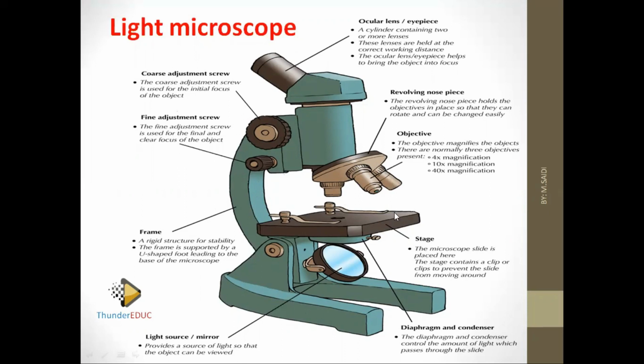And then you have this objective lens. Here you have the first lens. These are the scanning lenses. Depending on the magnification you want to use to view the object, if you want a bigger magnification, then you have to increase the objective lenses.